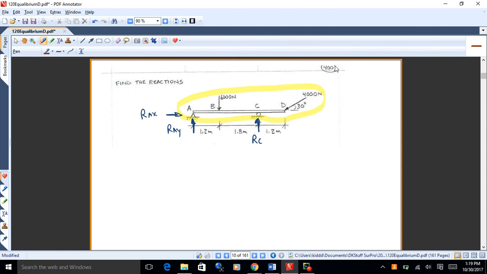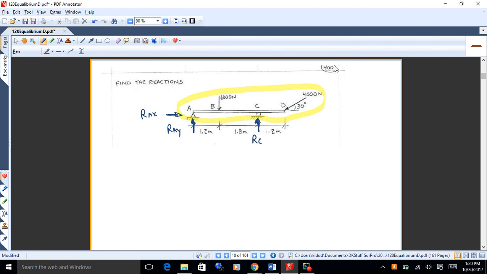So we all on the same page there? We got RAX, RAY, and RC. We use R for reactions. That's typically the letter that we use to indicate reactions, although it really doesn't matter. I've seen R, I've seen F sometimes. I just use R out of habit.